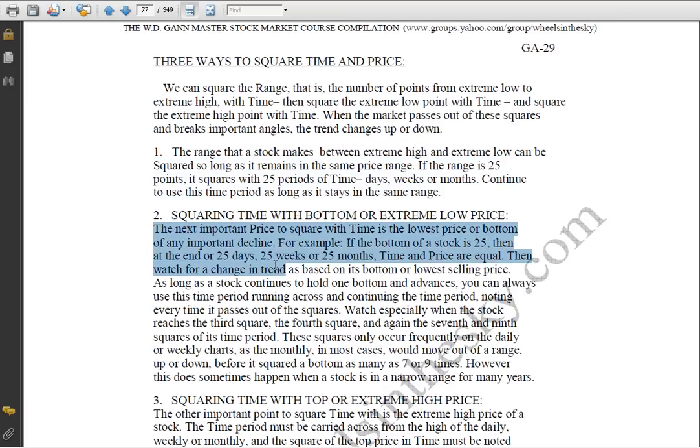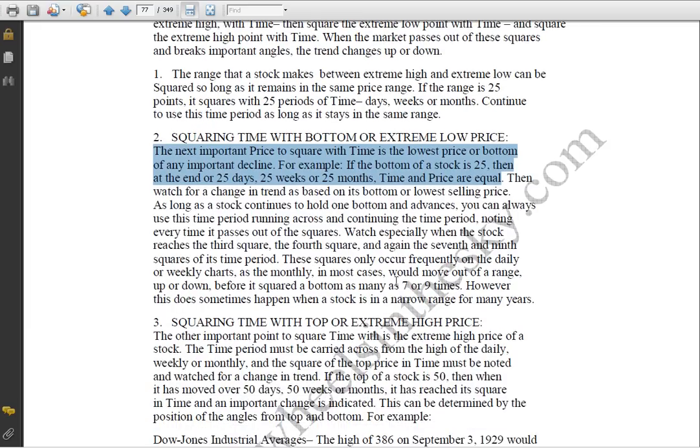Squaring time with bottom or extreme low price. The next important price to square time is the lowest price or bottom of any important decline. For example, if the bottom of a stock is 25, then at the end of 25 days, weeks, or months, time and price are equal. Then watch for a change in trend based on the bottom or lowest selling price.